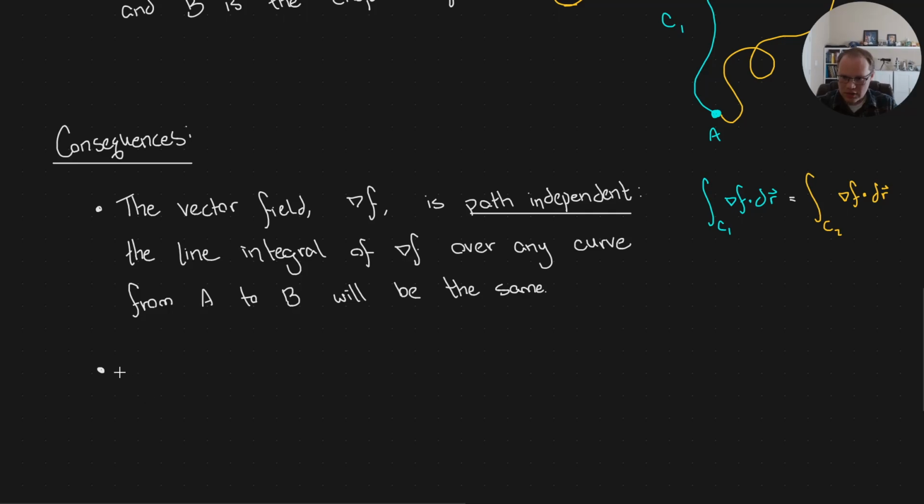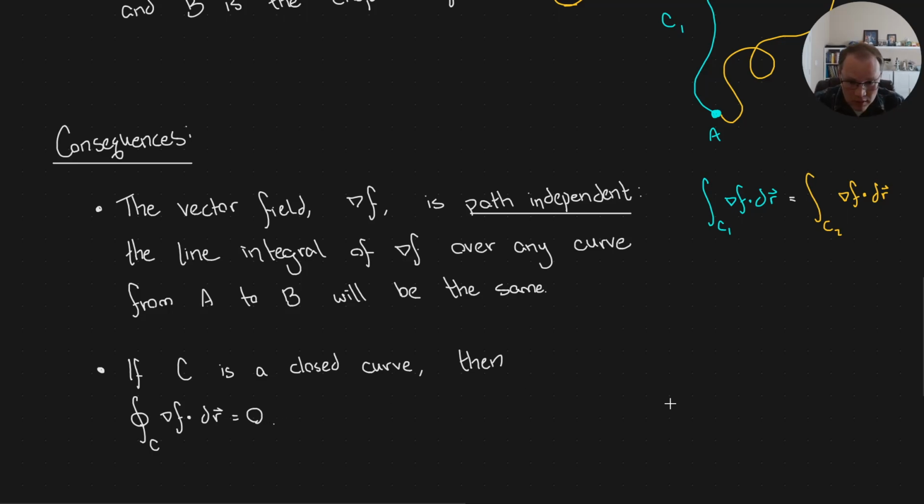Another interesting consequence: if the curve C is a closed curve, then the line integral over closed curve C will always be 0. Closed means that it loops back to itself. The starting point and the end point are the same.